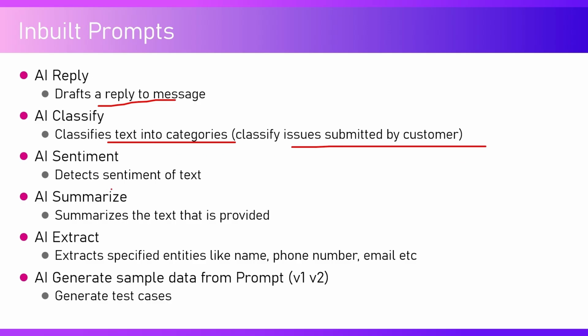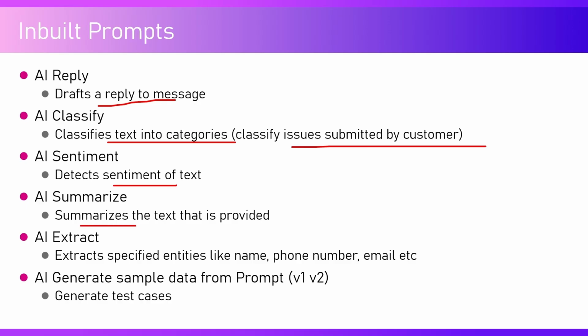AI sentiment detects the sentiment of the text. So if you receive feedback from a customer, or during a chat conversation you want to analyze the sentiment of the customer who is in conversation with you, you can check the sentiment. The sentiment can be positive, negative, or neutral as well. You may need to change the course of action once you detect the sentiment of the text.